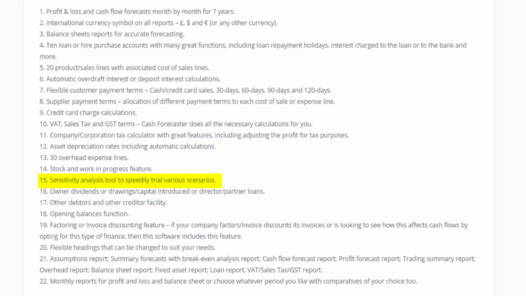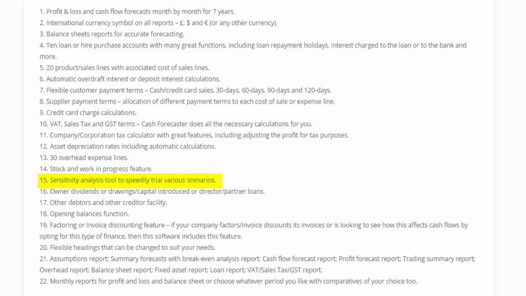Also a very useful tool, which is one of the main benefits that we list in the 7 main benefits, is the sensitivity analysis tool. So you've put all your entries in, you've produced your cash and profit forecasts, and then you think, okay, what if my sales were reduced by say 10%, or my cost of sales increased by 10%? You can work out various worst case or best case scenarios within the system without having to re-input everything.